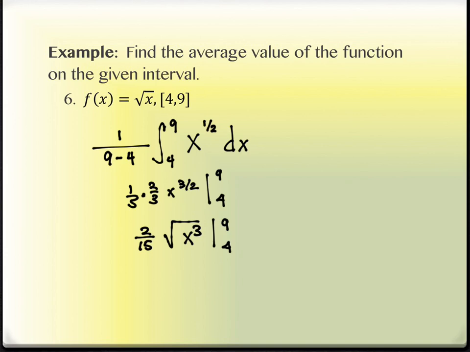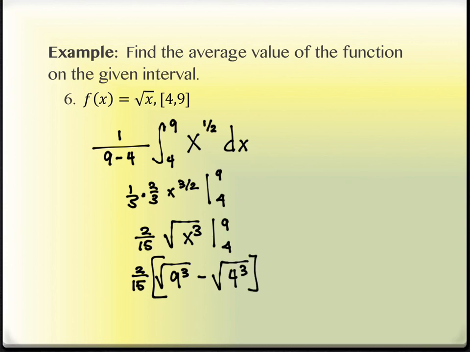Okay, now we're going to put in our 9, so 2 over 15. And we're going to put in our 9, so it's the square root of 9 cubed. And then I'm actually going to put the 2 over 15 in front. We'll multiply that by it at the very end. And then I have the square root of 4 cubed.